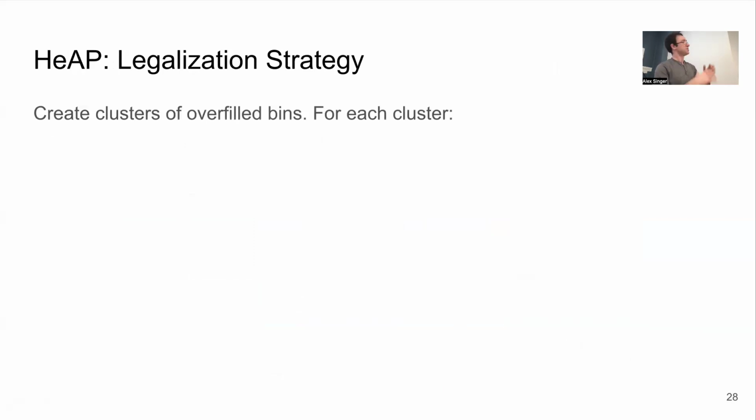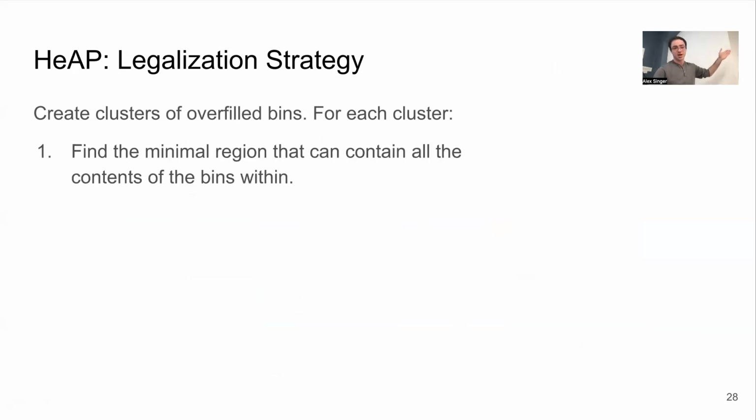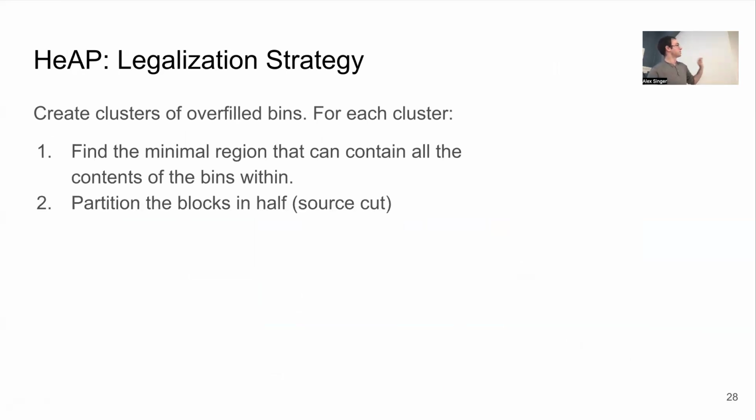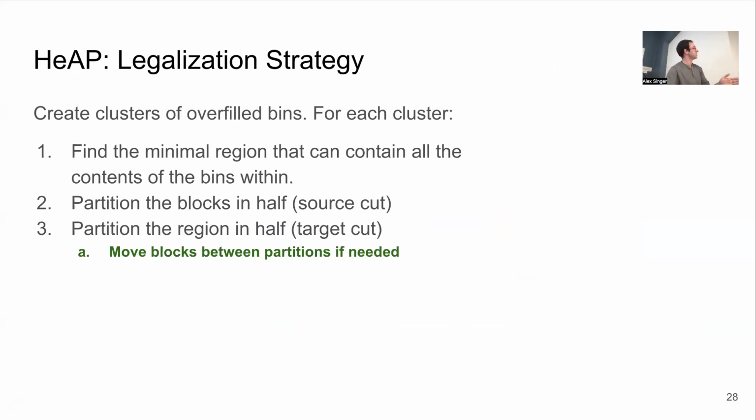So what was HeAP's legalization strategy? Again, this is going to look very familiar. We're going to create clusters of overflow bins for each cluster. This is just such a good idea to do. We're going to find the minimum region that can contain all the contents of the bins within. We're going to partition the blocks in half. They call this a source cut. We're going to partition the region in half. They call this a target cut. And then they do this one little extra thing, which I'll explain why in a moment.